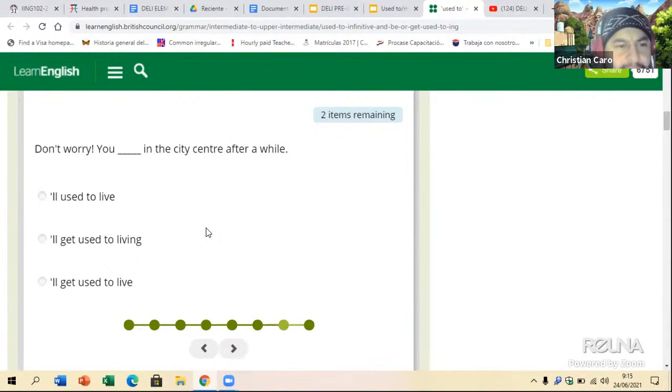Next. Don't worry. Be happy. You will get used to living. You will get used to live in the city center after a while. Living in downtown. Don't worry, you'll used to live. You'll get used to living. You'll get used to live in the city center after a while. I got it.